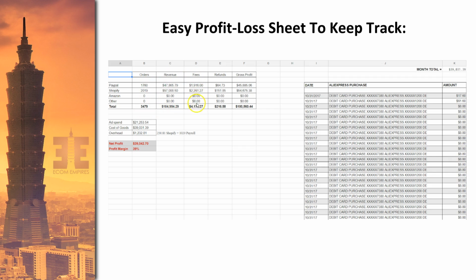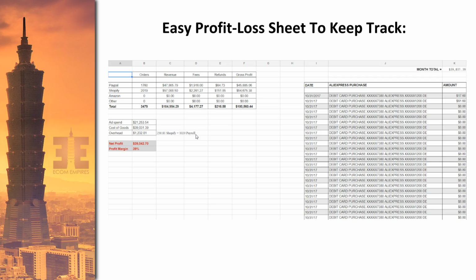Then I take out my fees for each one, right? My PayPal fees, my Shopify fees. So the fees come out, refunds come out, and then you're left with your gross profit, right? Gross profit is my revenue after fees and refunds. And then I transfer my cost of goods sold here, my cost of marketing here, and any overhead you have, okay, that's what was represented here. So I was able to come up with my net profit, which was $39,000, or a profit margin of 39%.